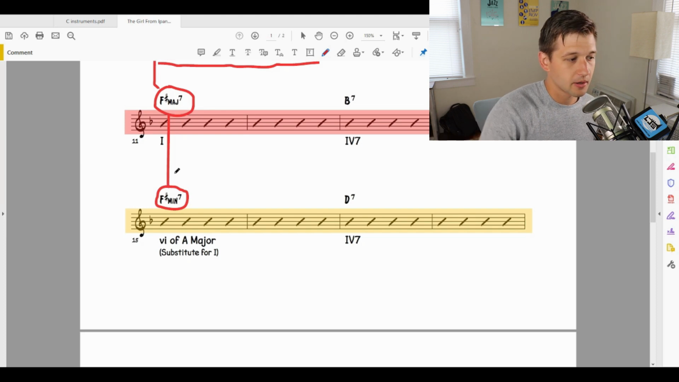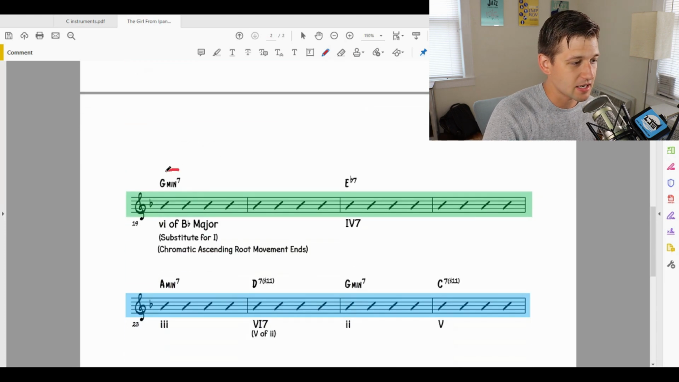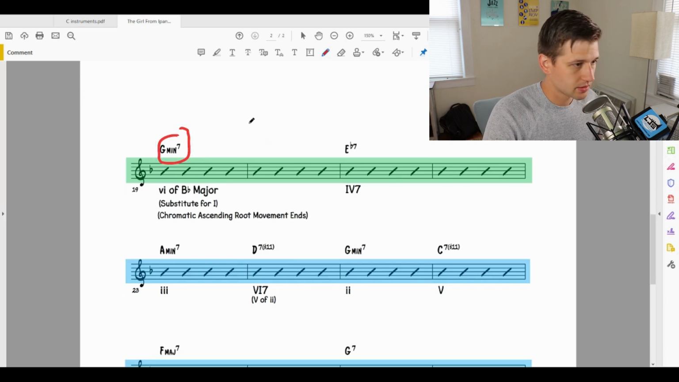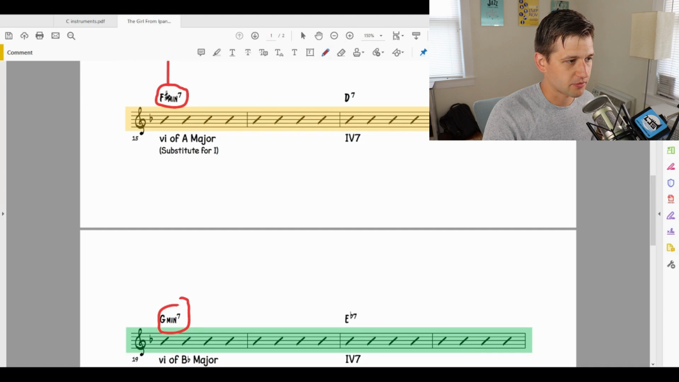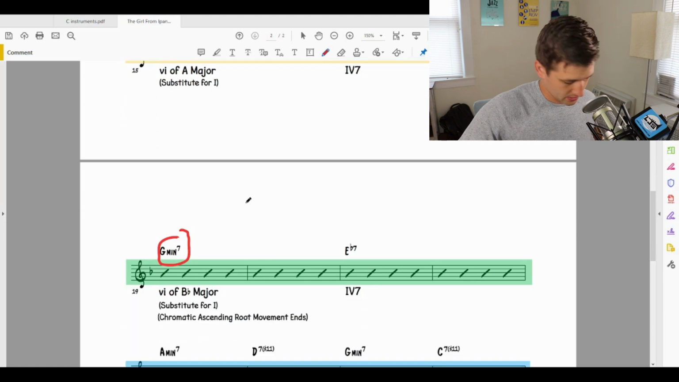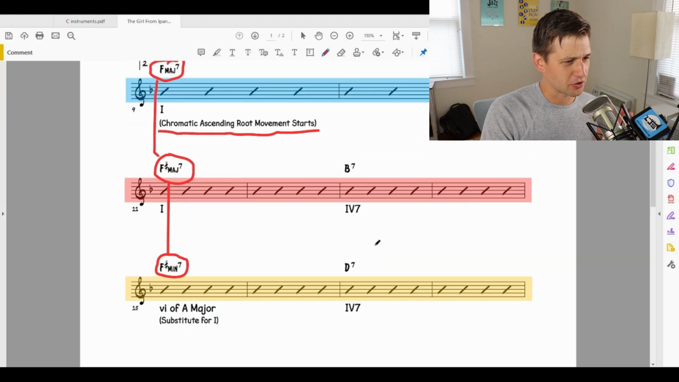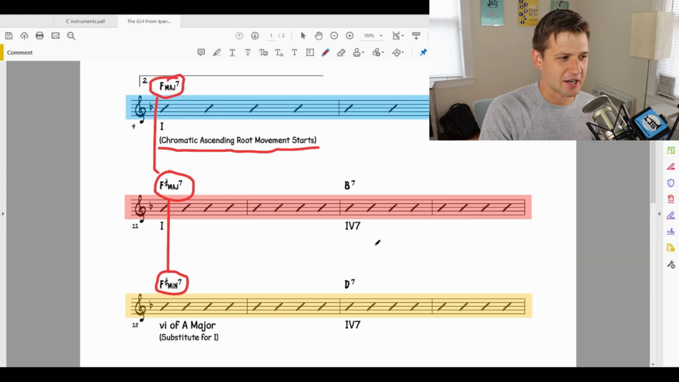Now check this out. Bar 19, we have a G minor here. And notice that that's a chromatic half step up from F sharp minor, by the way. And it sounds like this. Exact same melody, right?